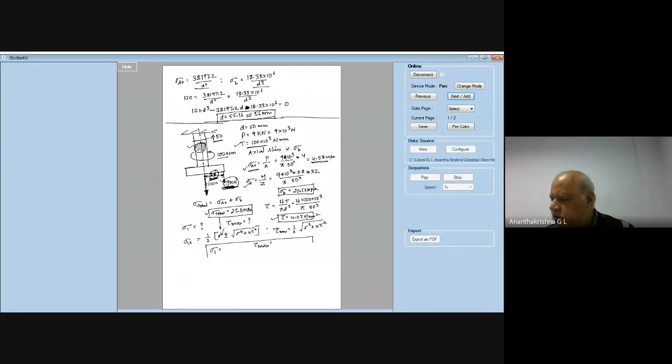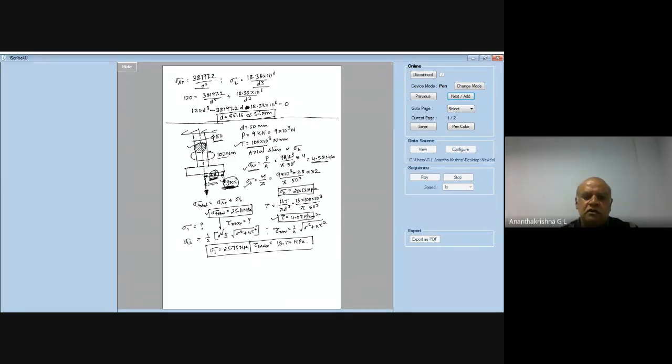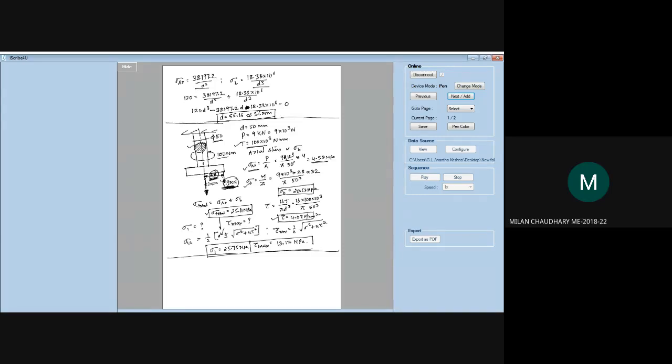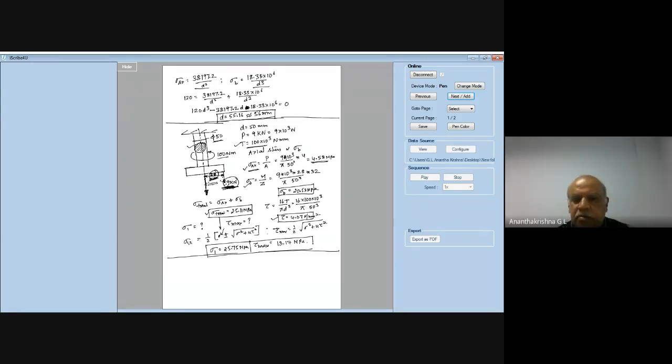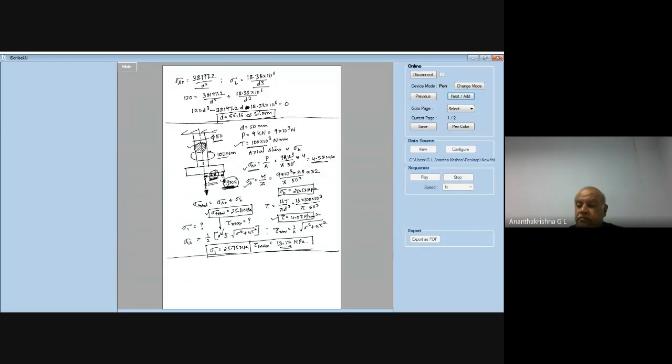So therefore, sigma 1 is how much? 25.76. Yeah, that's correct. 25.75 megapascal. Tau max, that is 13.17, no? Okay, that's fine. Not an issue. Others, please work out. Anybody not getting the answer? Sir, what was tau max? Tau max is 13.17 megapascal. Okay? Yes, sir.